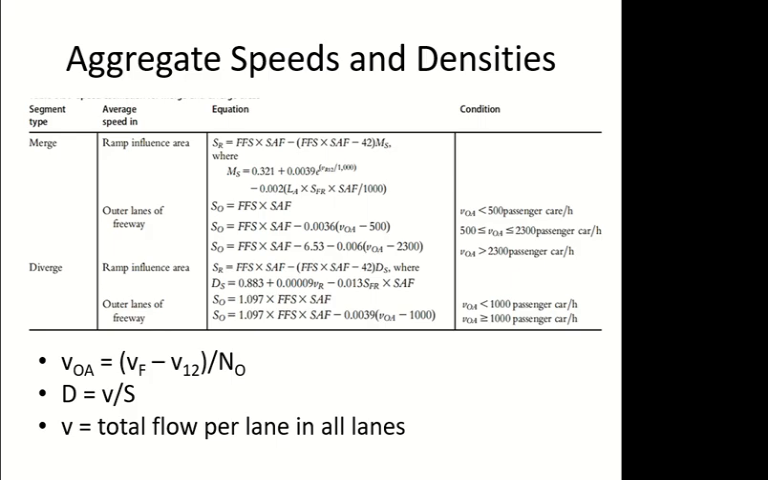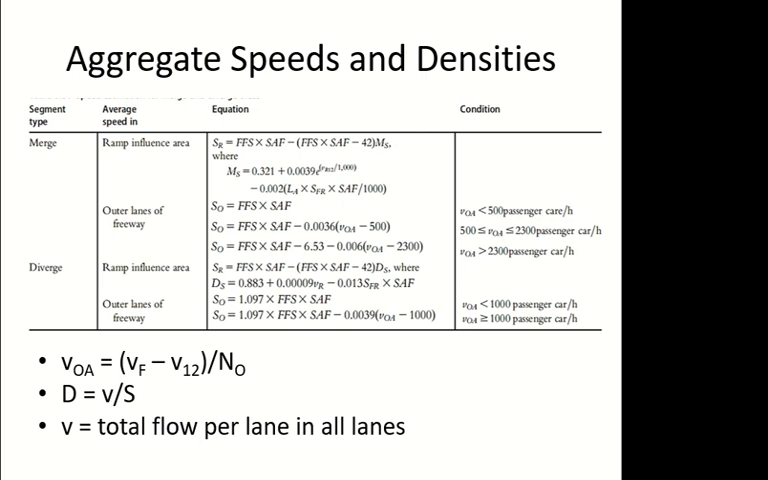In addition to finding out the level of service, we also need to find out the density and speed for each group of lanes separately. So we have two lanes which are in the influence area. The first two lanes are in the influence area, and then we have the outer lane as well. If you have a 6 or 8 lane freeway, then you have the outer lanes as well.